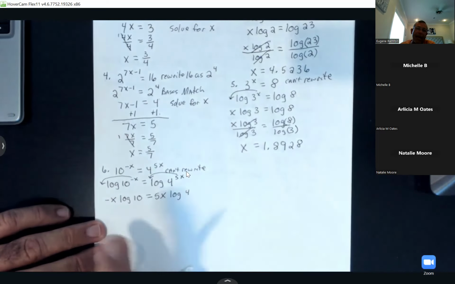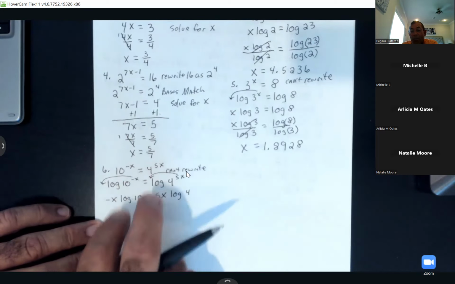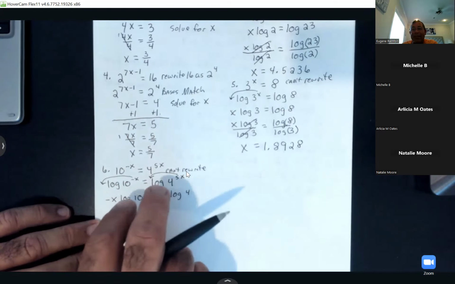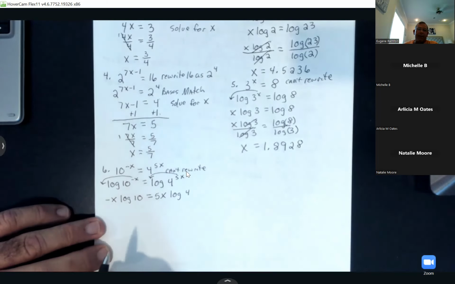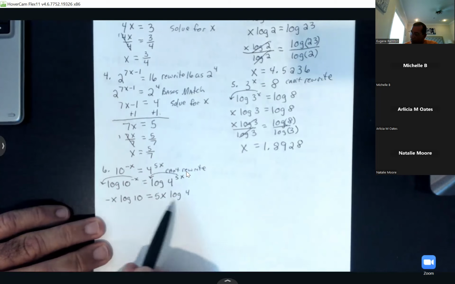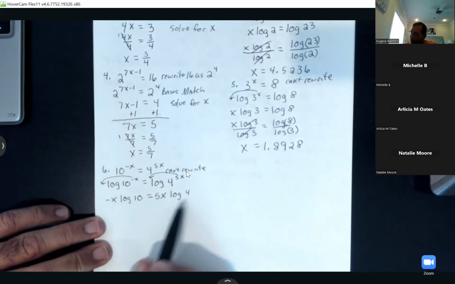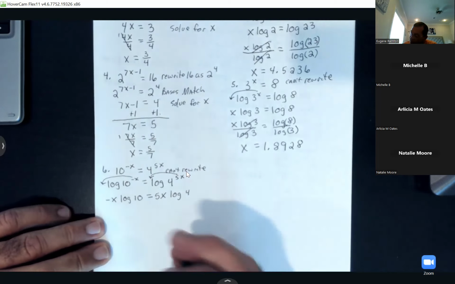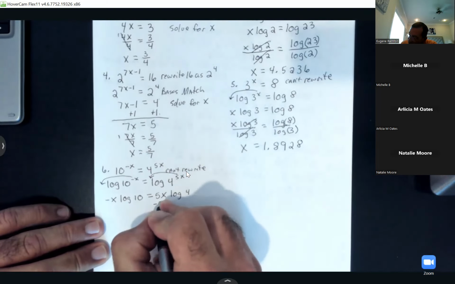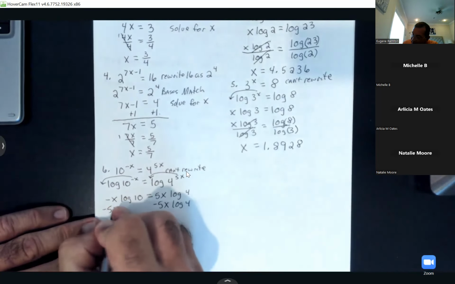Y'all, what's sad? Whatever I get for the x on mine, y'all are going to get the same answer on y'all's when y'all do this one. So let me tell you the first thing I want. I want all the x's on one side together. But since all this stuff is being multiplied, I'm going to have to subtract this whole thing from both sides to move it over. So we're going to subtract 5x log 4 from both sides.